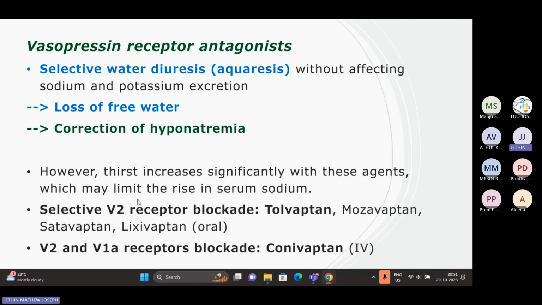So vasopressin receptor antagonists, which selectively block the V2 receptor, are tolvaptan, mozavaptan, satavaptan, lixivaptan. So tolvaptan is very common. We commonly come across tolvaptan, and conivaptan is an intravenous vasopressin receptor antagonist which blocks both V2 and V1A receptors.